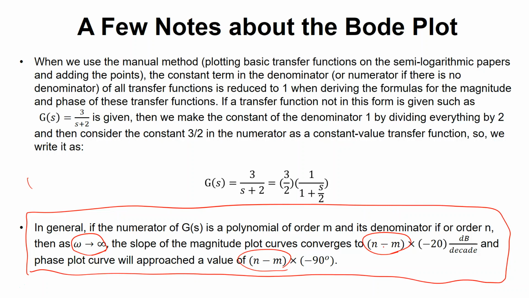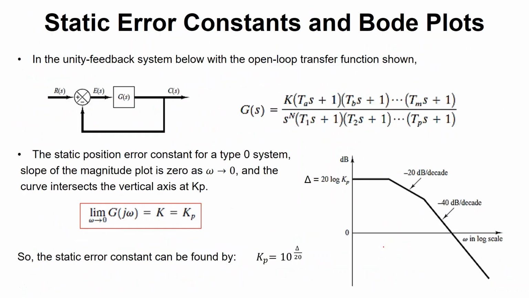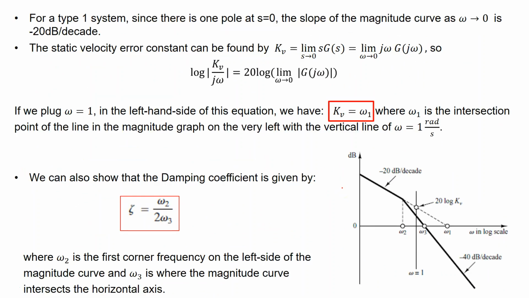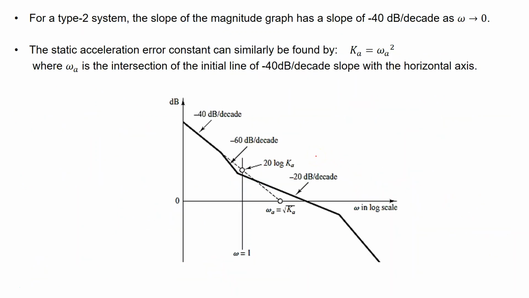Then it says low frequencies, we can infer something about the steady state. And yes, if you remember, that's this section here that we looked at where omega is going to 0. Then based on the type of the system, I can either find what? Kp, or I can find Kv if the system is type 1, or if the system is type 2, I can find what?